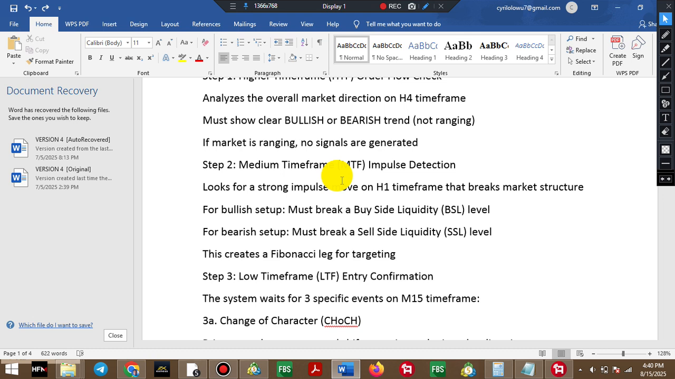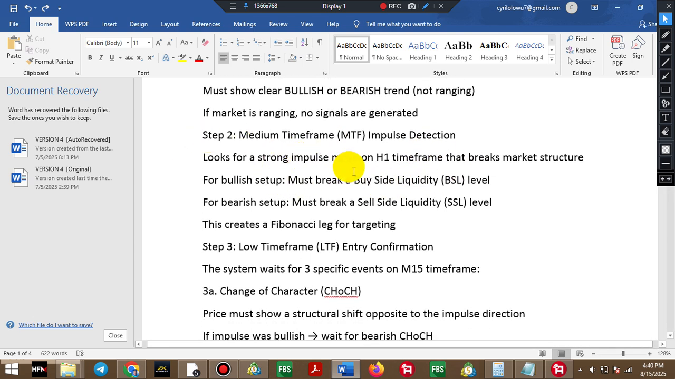What it's looking for in this middle time frame is an impulsive direction, which leads to a sweep of liquidity, either buy side or sell side, and then creates displacement of price. Exactly. So it looks for a strong impulsive move on the H1 time frame that breaks market structure. For a bullish setup, market breaks a buy side liquidity. It does not only break structure alone, it must take out what? Liquidity. Then for a bearish setup, market breaks a sell side liquidity level.